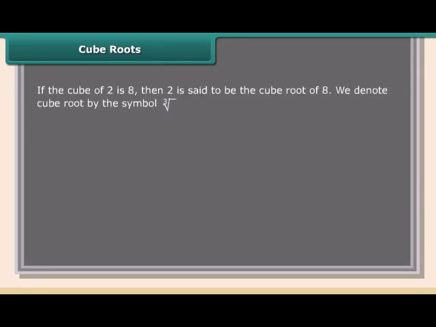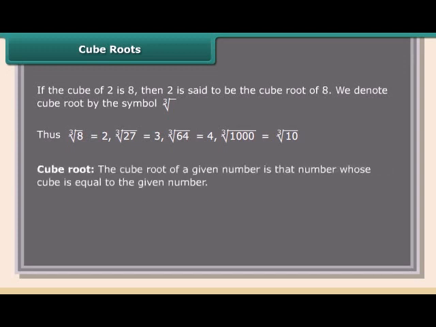Cube roots. If the cube of 2 is 8, then 2 is said to be the cube root of 8. We denote cube root by the symbol cube root. Thus, cube root 8 is equal to 2, cube root 27 is equal to 3, cube root 64 is equal to 4, cube root 1000 is equal to 10. Cube root. The cube root of a given number is that number whose cube is equal to the given number.